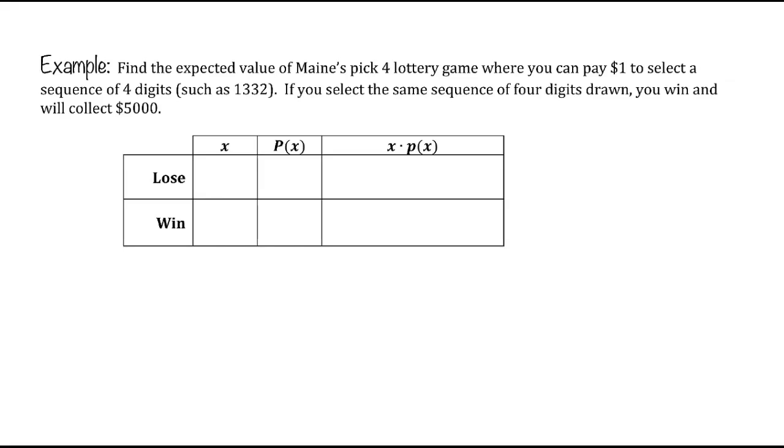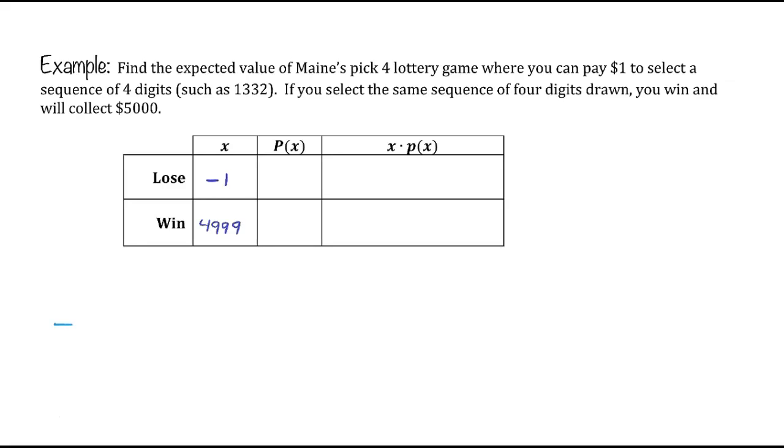If we lose, we're simply out the $1 that we paid in the first place. If we win, however, we will get $5,000 back. Consider that we already paid $1, so in total what we've won is $4,999.